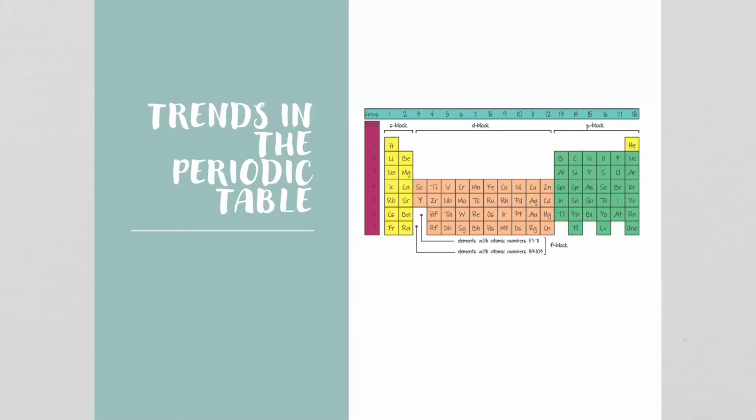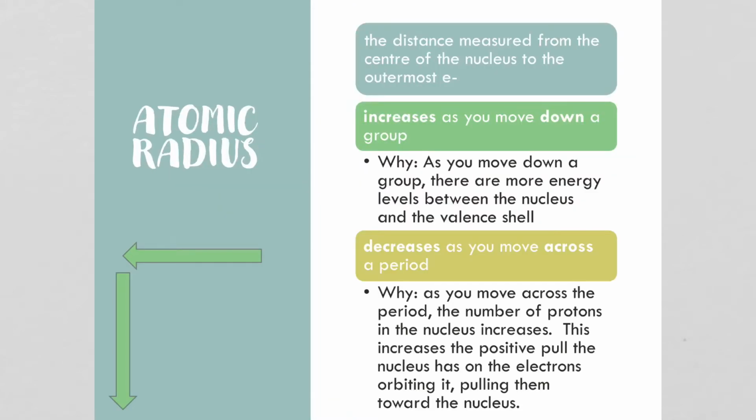In this video, we're going to look at trends in the periodic table, and we'll look at some of the patterns that exist in the periodic table according to their trends. So the first trend we'll look at is the atomic radius.